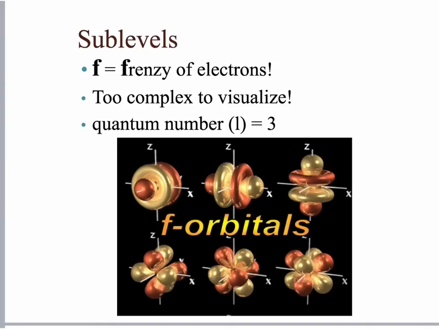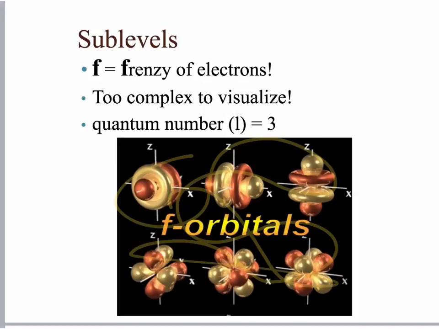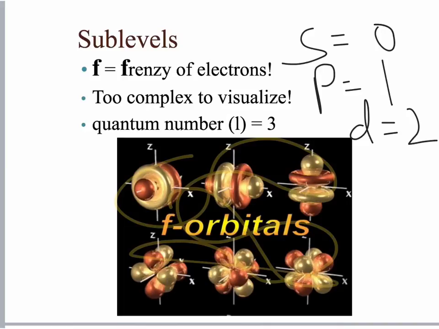And the last sublevel is F. And F, remember, I just said it was a frenzy of electrons. It is too complex to visualize. I'm never going to be asking you to be drawing these strange shapes here. The quantum number is L equals 3. So just to review, just to make sure you're understanding this, S has a quantum number L equals 0, P equals 1, D equals 2, and F is 3. And those will become important when we do quantum numbers.